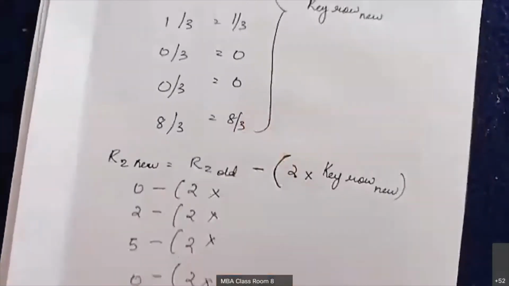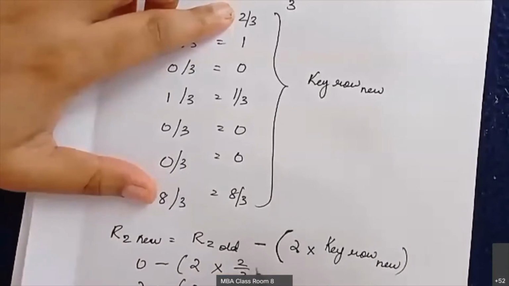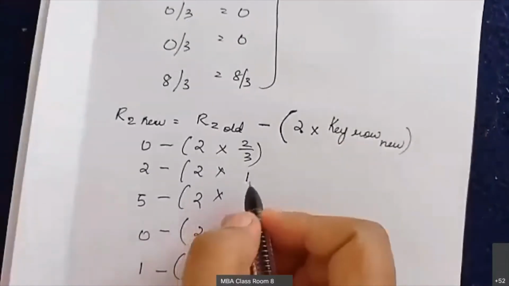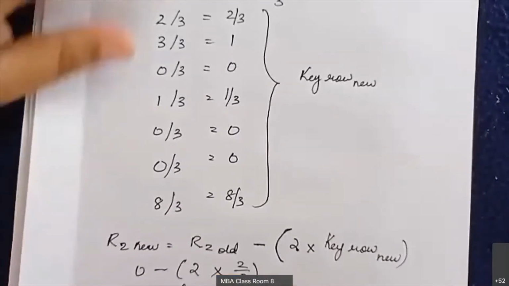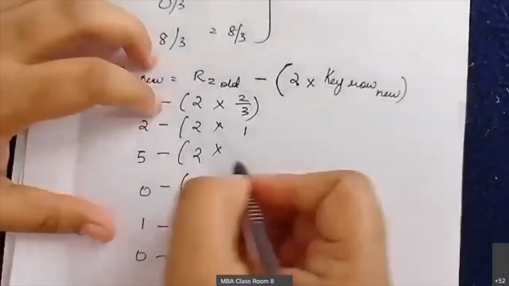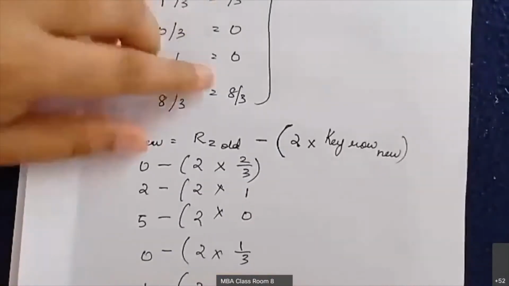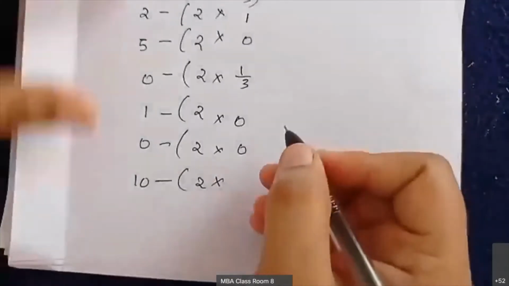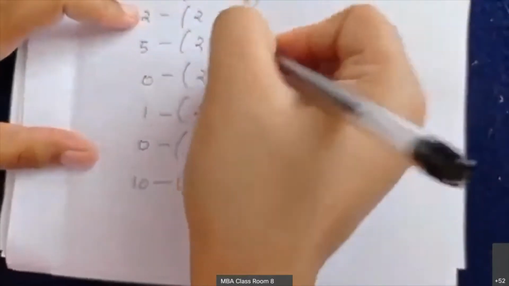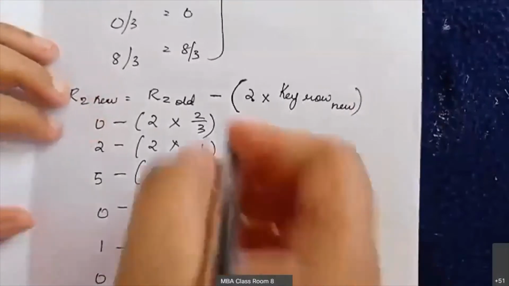So I'm writing it down. 2 by 3, I'm writing here 2 by 3. Then I have 1. Again, you have on top 0, 1 by 3, 0, 0. So I'm writing 0, 1 by 3, 0, 0. And the last number here is 8 by 3. I'm writing it as 8 by 3 here. Once you get familiarized with these steps, you can do it very fast. Because it's the first time, it will take some time for you.